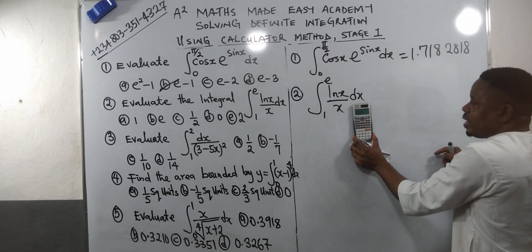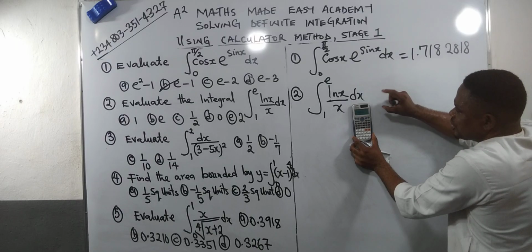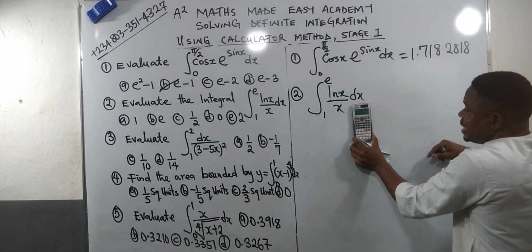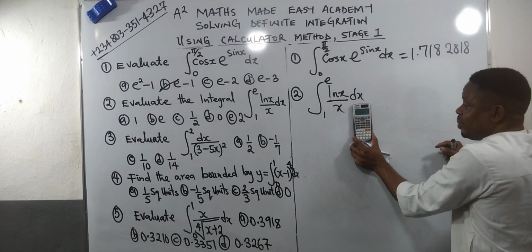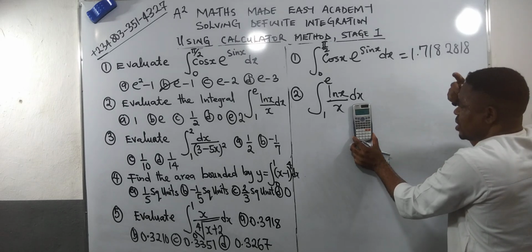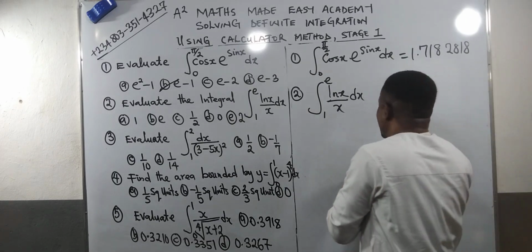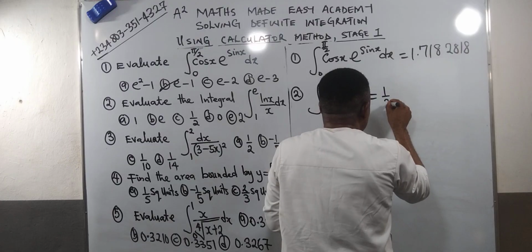What's the value of the lower limit? 1. Then scroll down and key in 1. Can you see that what is in the calculator is exactly what is on the board? Now what do we do? Punch equal to and expect the answer. Oh my goodness, the answer is 1 over 2. So my calculator here is giving me 1 over 2.